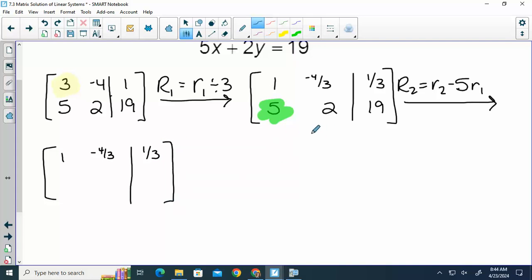Okay, if you need to, you can write it out. You can just grab your calculator and work through it. You're doing 5 minus 5 times 1. So 5 minus 5 is 0. Then we have 2 minus 5 times negative 4/3.